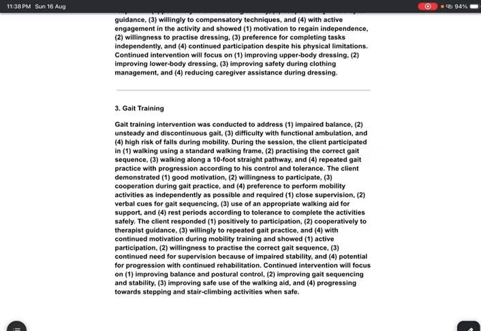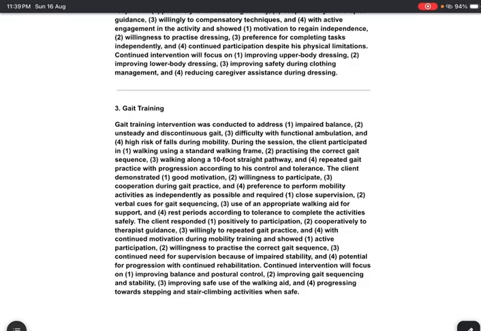This intervention was classified as a purposeful activity because walking is directly related to Mr. K's functional mobility and is required for participation in daily activities. Before starting, the therapist ensured that Mr. K was wearing appropriate footwear and that the walking area was clear of obstacles. The walking aid was also checked to ensure that it was safe and appropriately positioned.